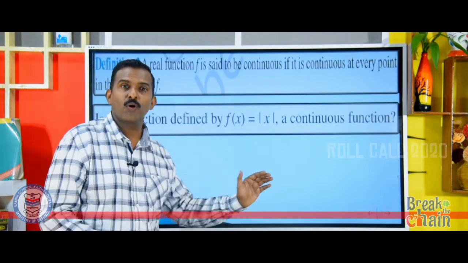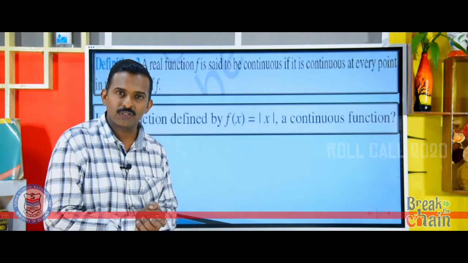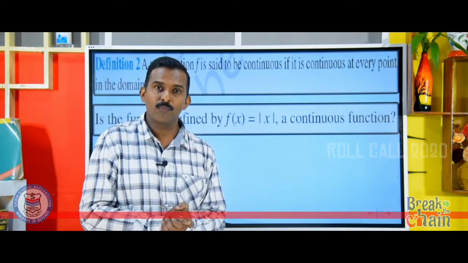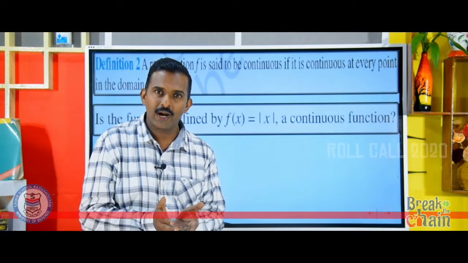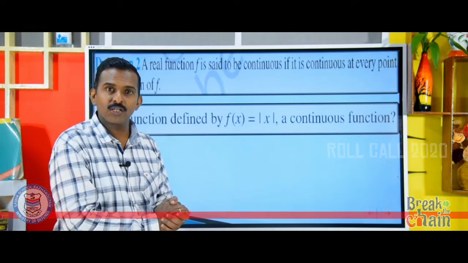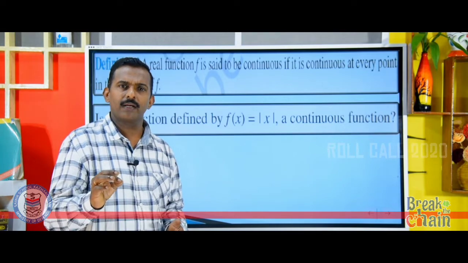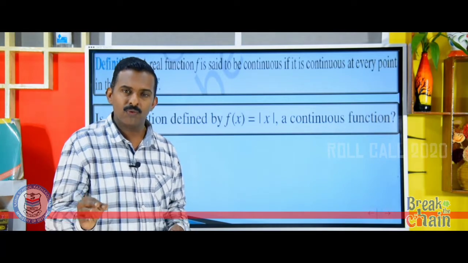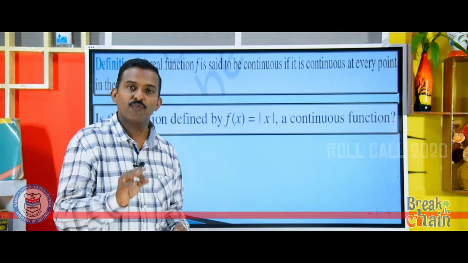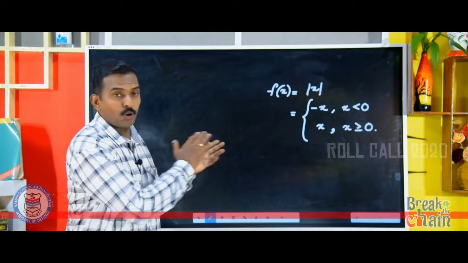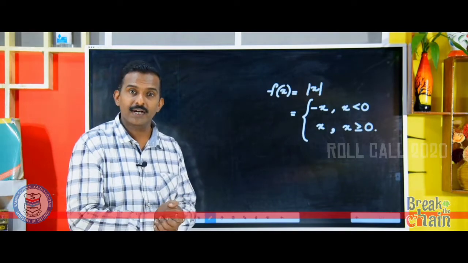f of x equal to modulus of x is a continuous function. Now if you remember the graph, what is the graph of a modulus function? It is a V-shaped graph. The f of x equal to modulus of x is a continuous function because at every point in the domain, be it negative value, be it positive value, the function is continuous. We will just see that. f of x equal to modulus of x, we are checking whether it is a continuous function.